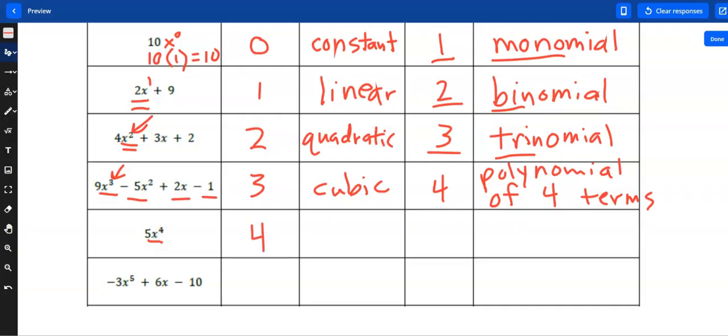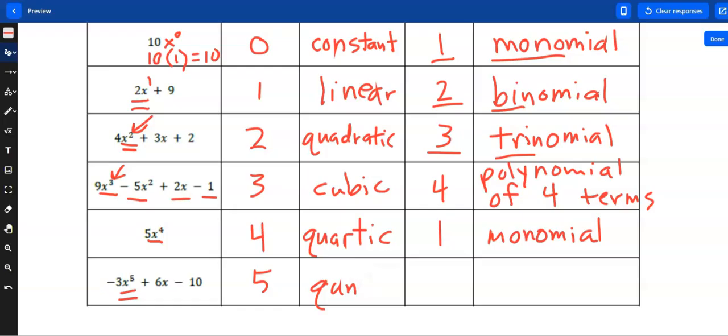So this is a fourth degree. This is called a quartic, like quarter, 4 quarters in a dollar, that kind of thing. And this has one term. I don't see any subtraction and addition separating multiple terms. And so this is a quartic monomial. This just illustrates my point that I was trying to make earlier, that we don't have to have one more term than the degree. Sometimes we do, sometimes we don't. For the last one, we have a degree 5. That also has a cool name, quintic. Whoa, I can't spell.